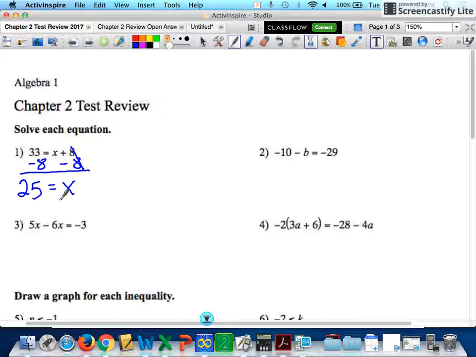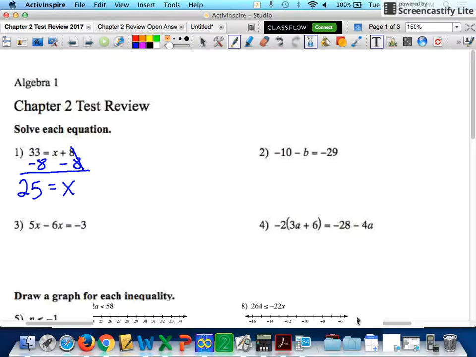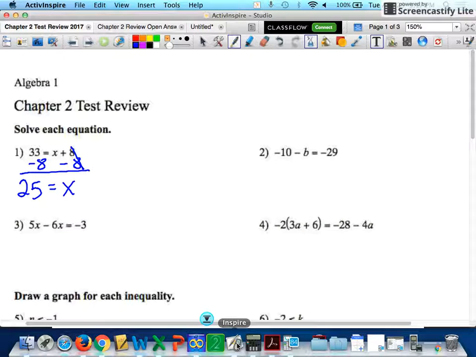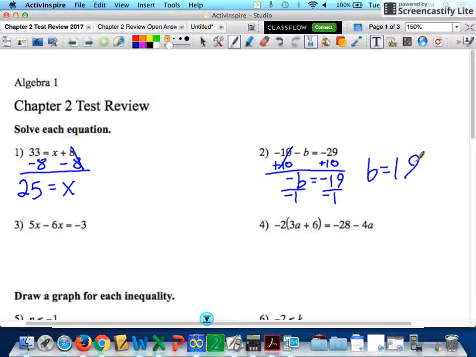One-step equation. On number 2, we're going to have negative 10 minus b equals negative 29. Well, again, like the last problem, we want to get b by itself this time. So first, I've got to get rid of this entire 10. I add 10 to both sides. Those will cancel. What I'm left with is negative b equals negative 19. All right. When I divide each side by negative 1, I get b equals 19.